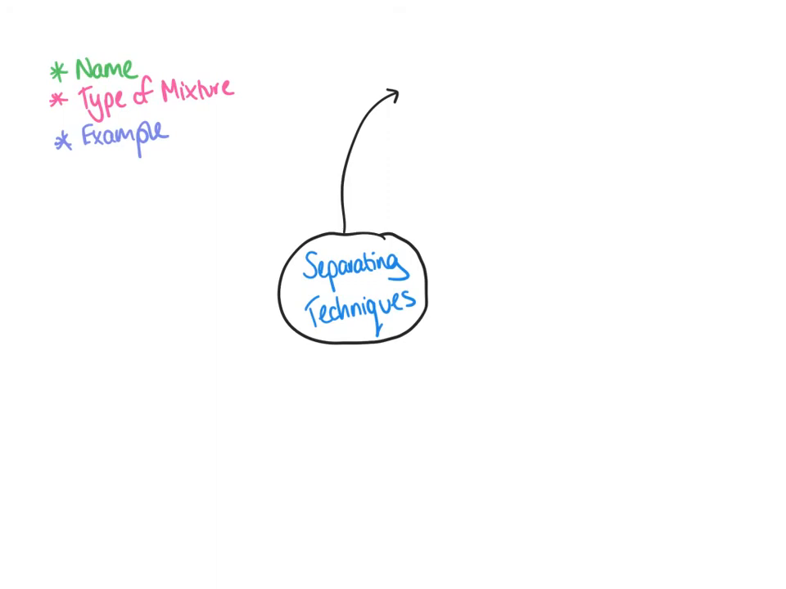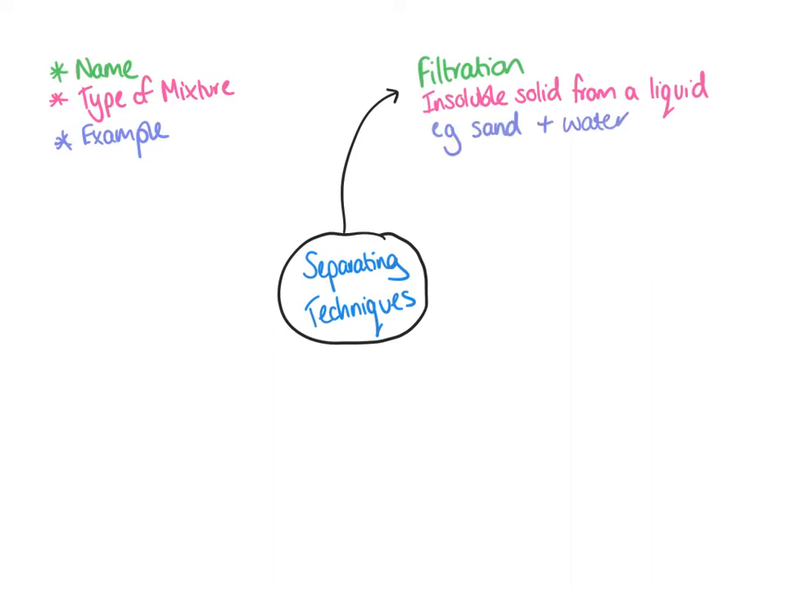So let's take the first one, which was filtration. Next thing I want is what type of mixture that's used to separate. It's used to separate an insoluble solid from a liquid. That insoluble solid is really important. And then an example of a type of mixture that we could use this filtration method to separate. And we can use it to separate sand and water, because sand is insoluble in water.